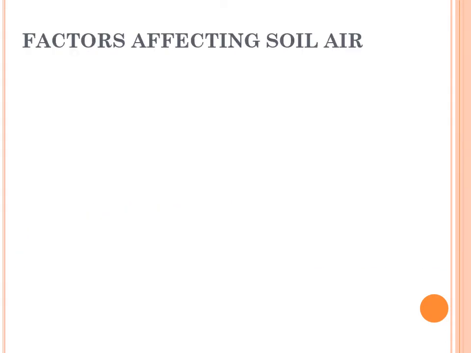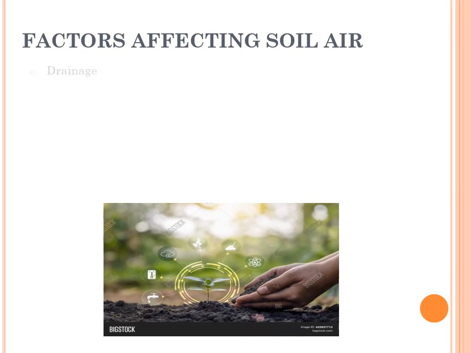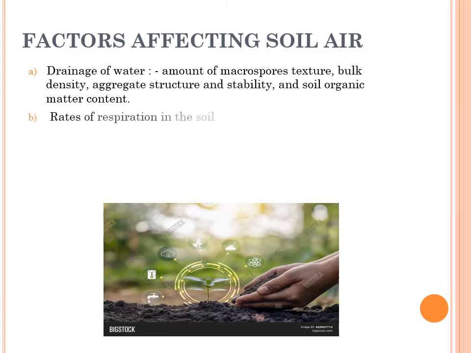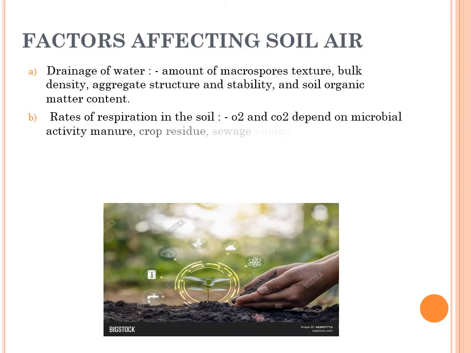Now we will learn the factors affecting soil air. The first and foremost factor is drainage of water, which includes the amount of micropores, texture, bulk density, aggregate structure and stability, and soil organic matter content. The second is rates of respiration in the soil. Oxygen and carbon dioxide depend on the microbial activity, manure, crop residue, sewage sludge.